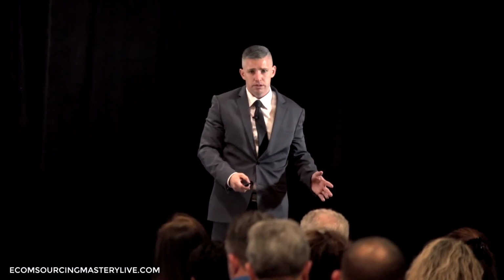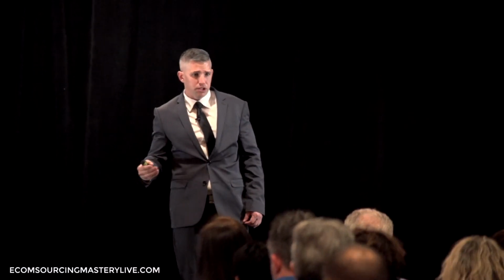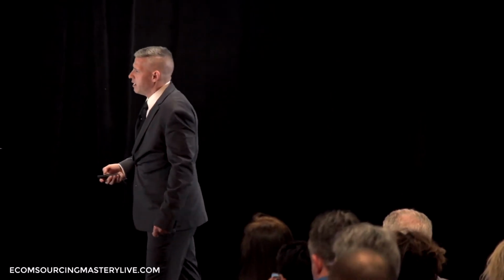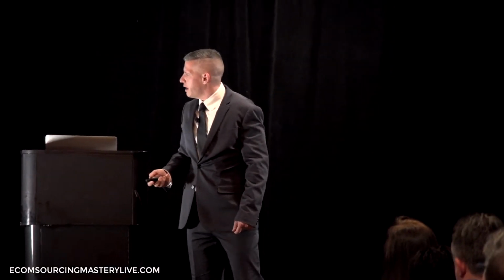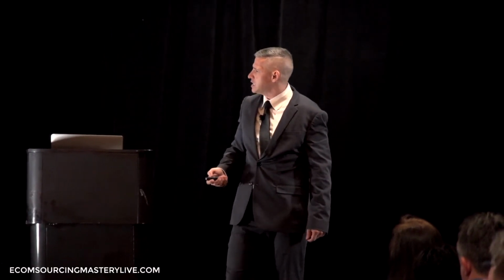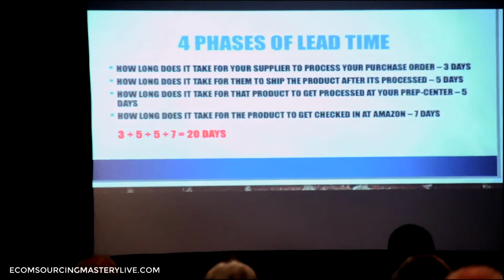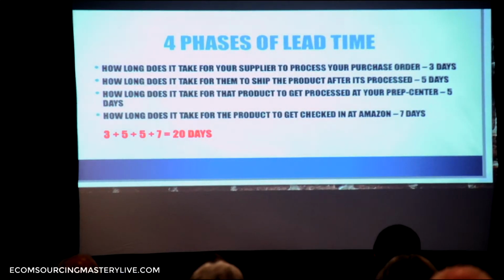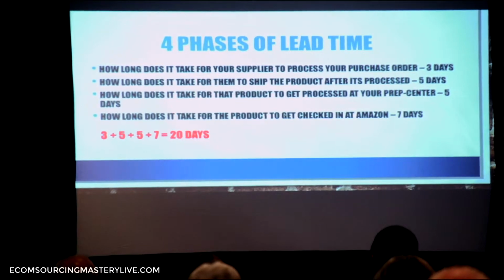And then how long does it take for it to get checked in at Amazon, okay? So this is all the stuff that takes from the day that you process that replenishment or initial purchase order to when it's actually going to make its way for sale, to where someone can take their wallet out and buy the product on Amazon, okay? So in this case, I have 3 days for the purchase order to be processed, 5 days for the product to actually be shipped and received by our warehouse, 5 days for our warehouse or your prep center or your third bedroom to get the product prepared, and then 7 days for Amazon to actually check it in, right?